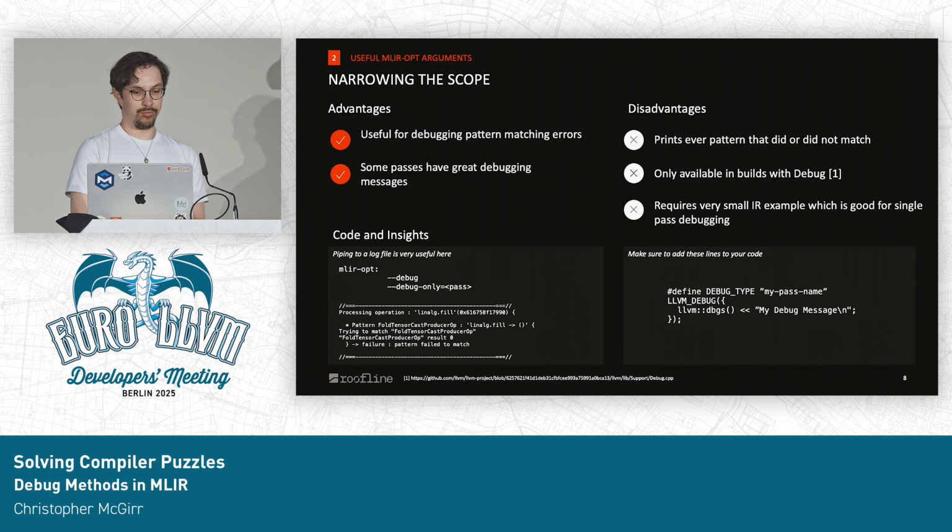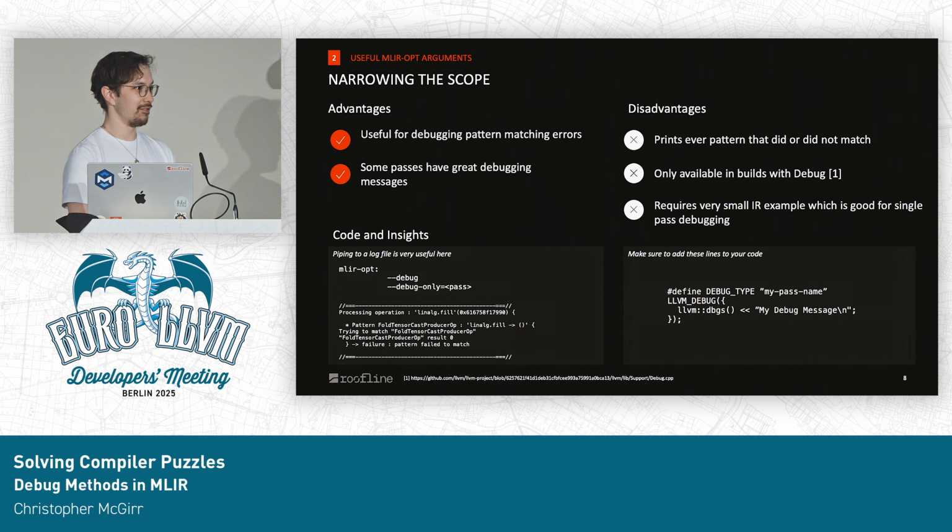Now I've talked a lot about printing, but maybe now you've narrowed the scope and you have one single pass that you want to focus on, and this pass has a lot of patterns. The debug flag is actually quite useful if you want to see which patterns did match or didn't match, and potentially why they didn't match. So as you can see here, these are the two arguments. One thing I have to mention is that this is only available in debug mode. So if you're new to MLIR and you just try to find this argument in the help, it's not going to be there unless you build it with debug.